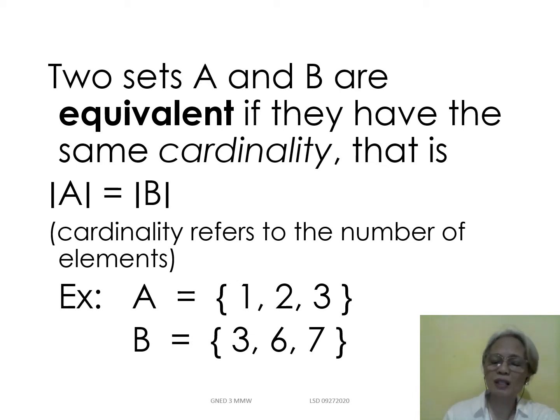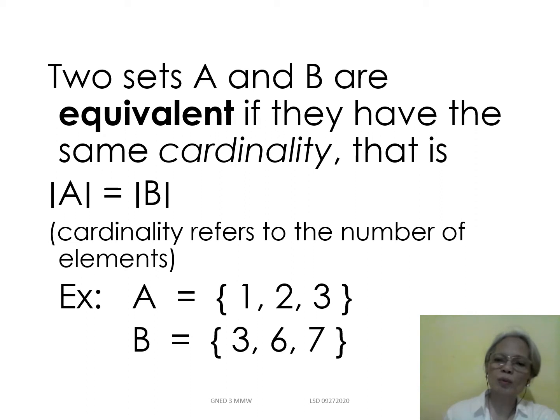If two sets, for example, A and B, possess the same number of elements, then they are said to be equivalent. So set A has the elements 1, 2, 3, whereas set B has the elements 3, 6, 7. So if you count them, they have the same cardinality, which is 3, and therefore we say set A and set B are equivalent sets.